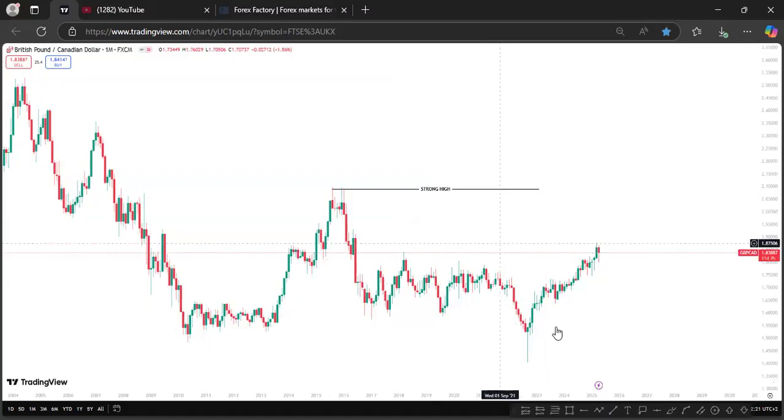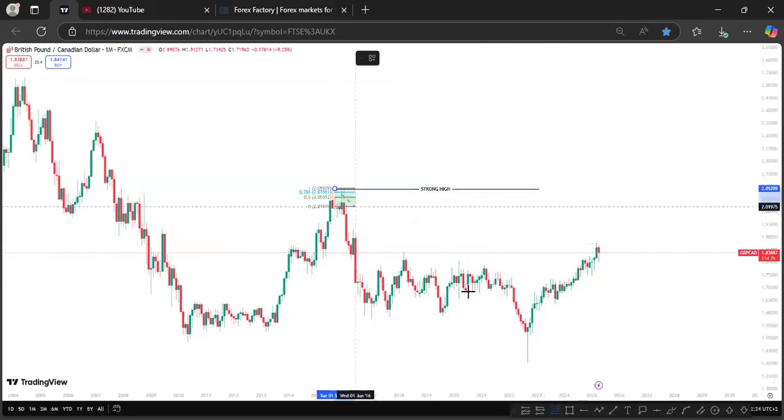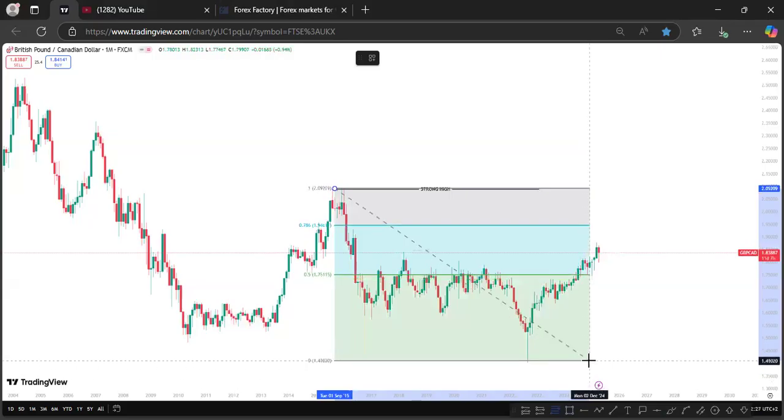Now, the question is, where are they pushing it to? We are going to mark our Fibonacci from the last high right down to the last low and see. Now, price is already at the premium level, not the discount level, and it can find sell pressure from here.